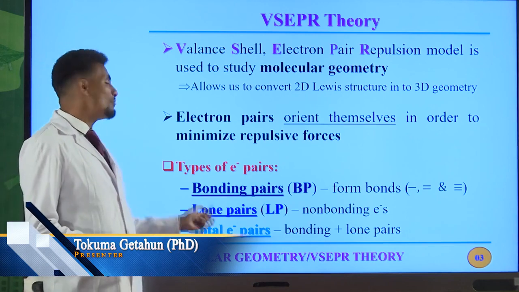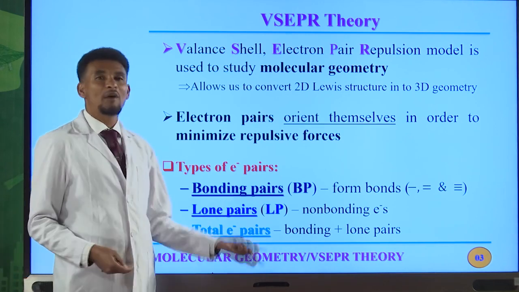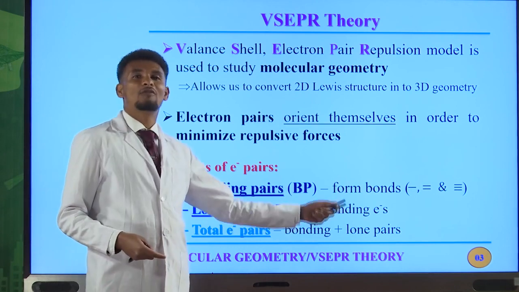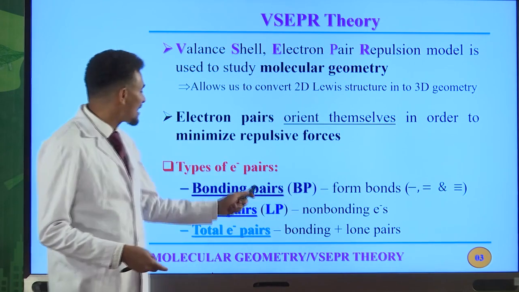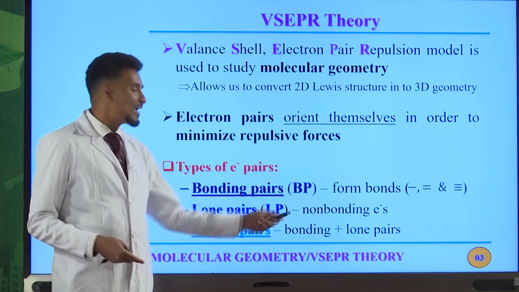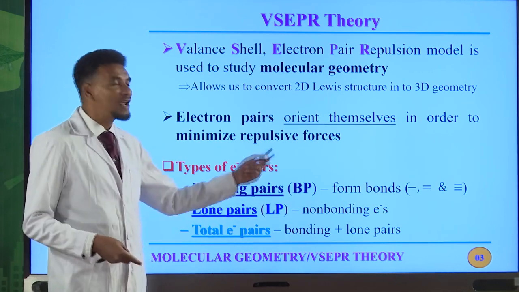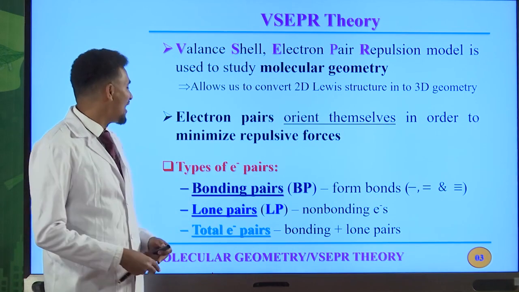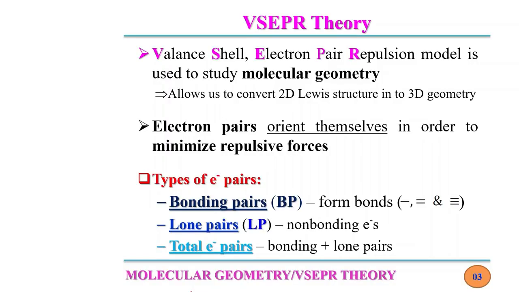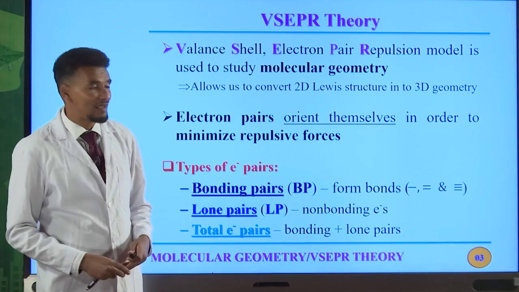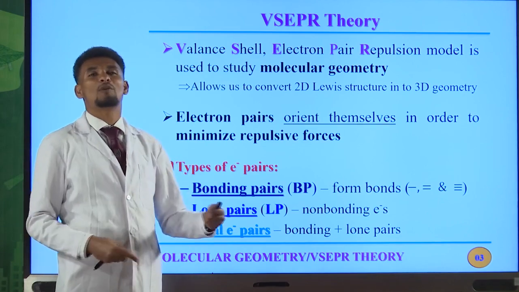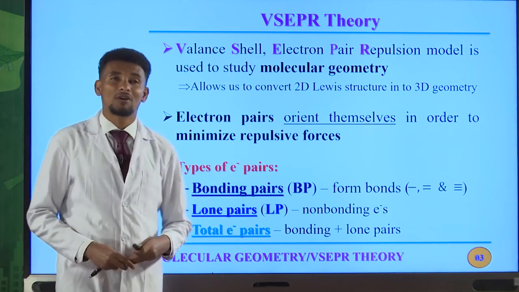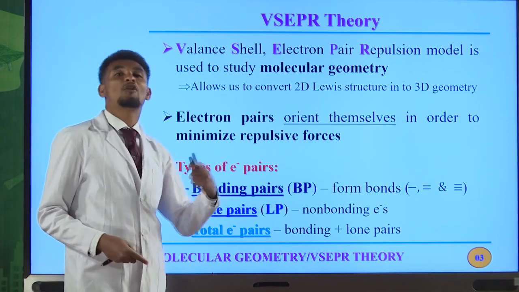All the time remember that total electron pairs is the sum of bonding pairs of electrons and lone pairs of electrons, which are also called non-bonding or unshared pairs of electrons. We must use the total electron pairs of a molecule to predict its electron pair arrangement, and you can also predict the molecular shape or geometry of the molecule by using these pairs of electrons.